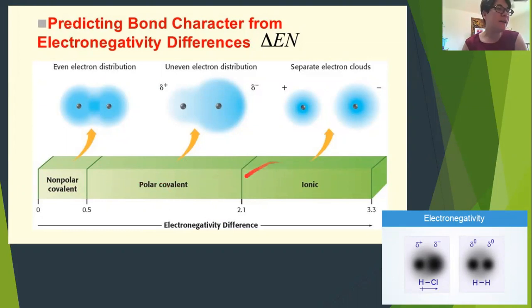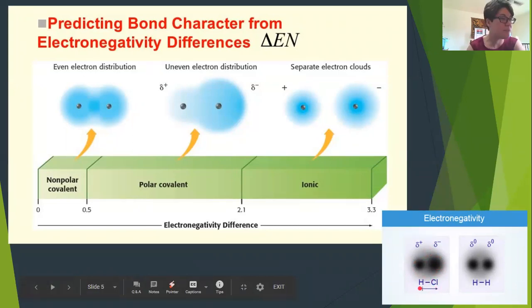But in general, we say ionic is metals and nonmetals. And then these would be between just nonmetals, and they would be less than 2.1 for their difference. And then here's another way to look at it. So this is showing you a polar covalent bond between hydrogen and chlorine.